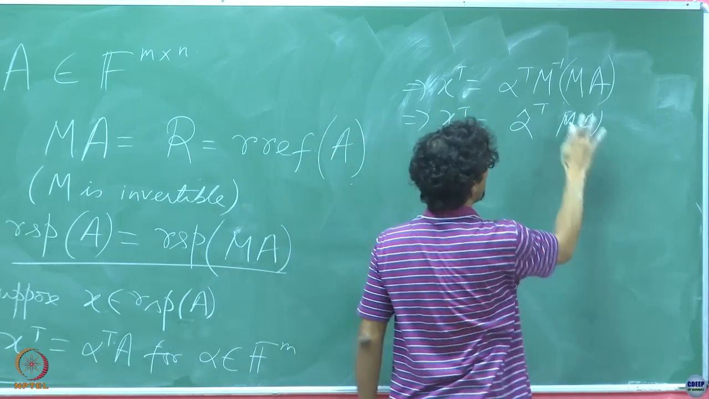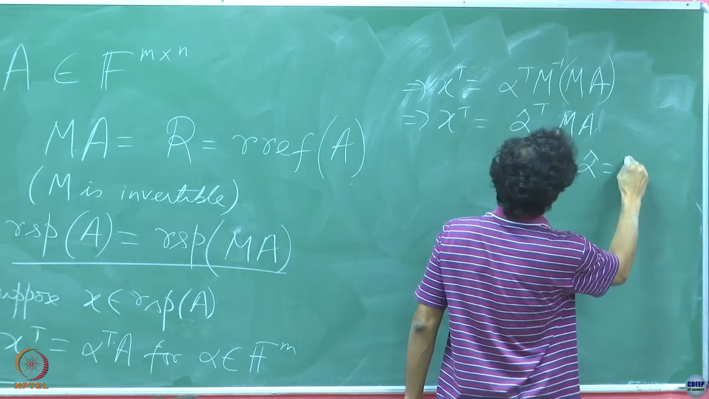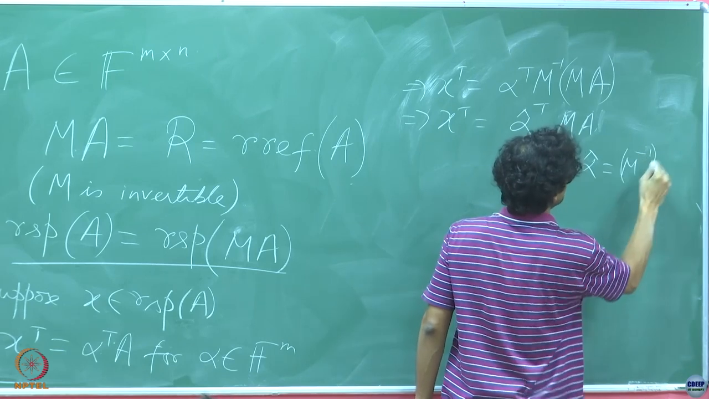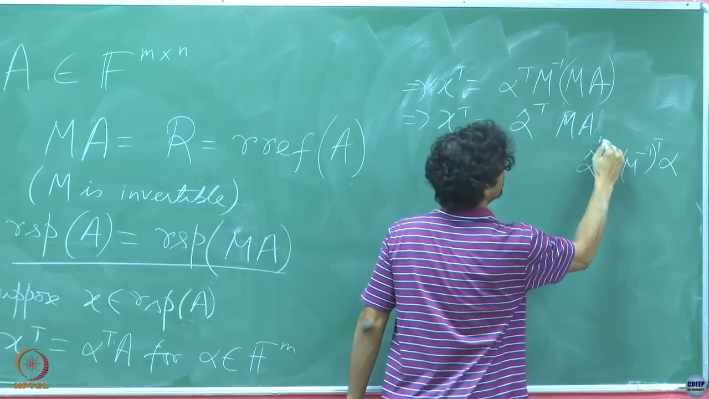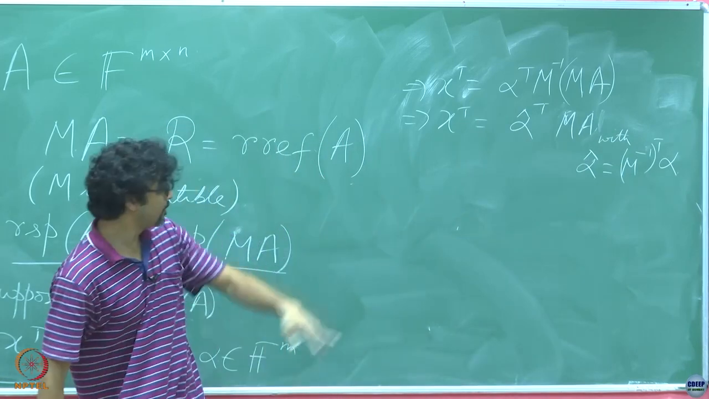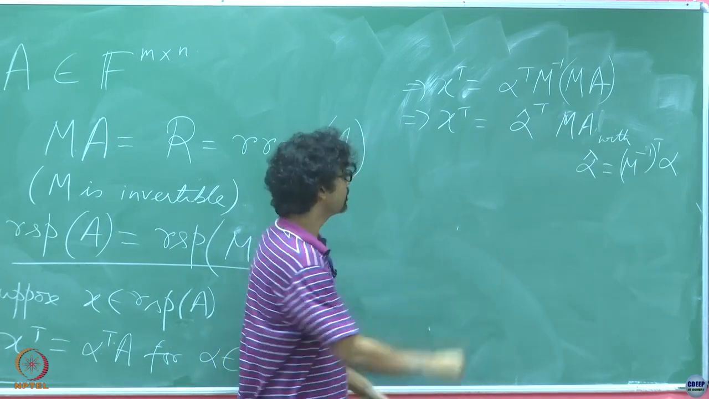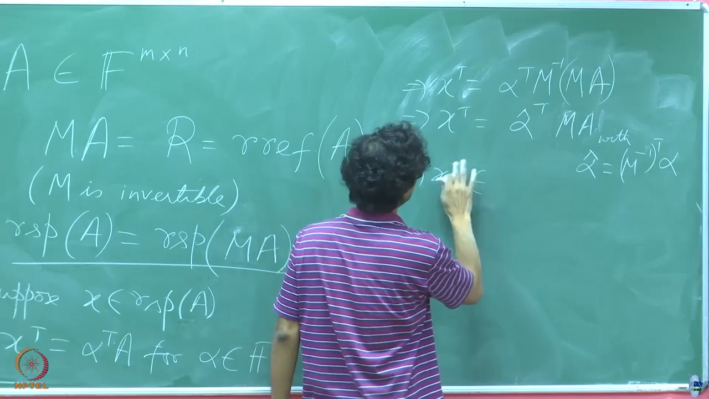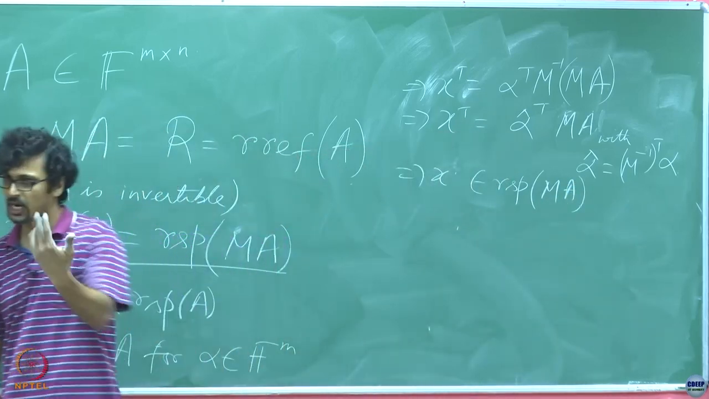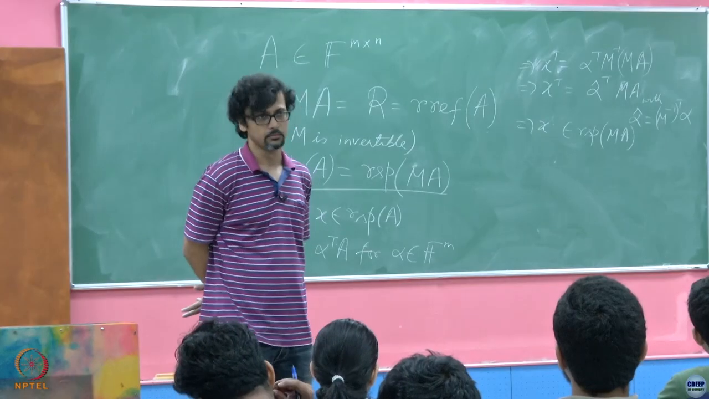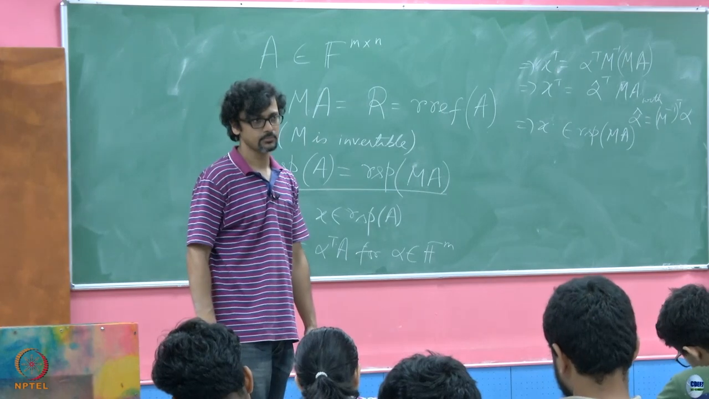I mean, I can just do away with the bracket here. Really matters not. Where, of course, alpha hat is equal to M inverse transpose alpha. But what does this mean? It means that this same row vector is nothing but a linear combination of the rows of MA, which means that X transpose belongs to, or rather X belongs to row span of MA. I started with an X that belongs to the row span of A. And now I have shown that it must belong to the row span of MA, right?